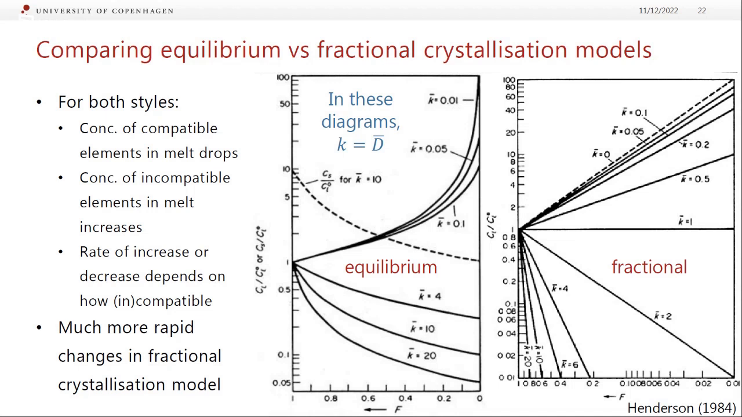So I think the key thing to remember here is that in both of them, the concentration of incompatible elements increases in the melt as you're crystallizing, and the concentration of compatible elements decreases in the melt as you're crystallizing. But with fractional crystallization, these changes are happening a little bit more quickly because we're removing stuff.